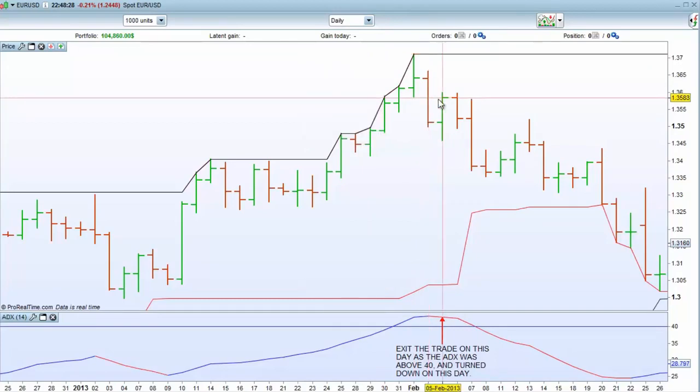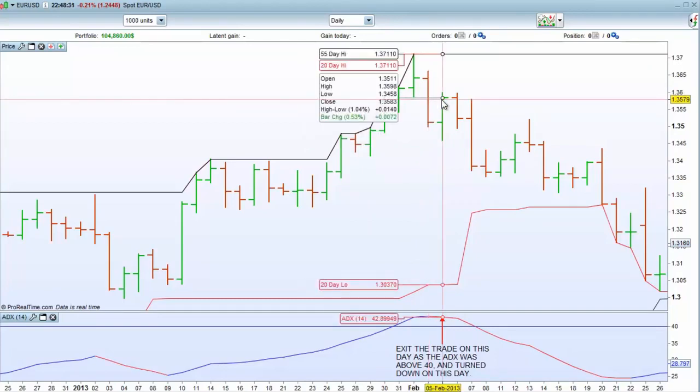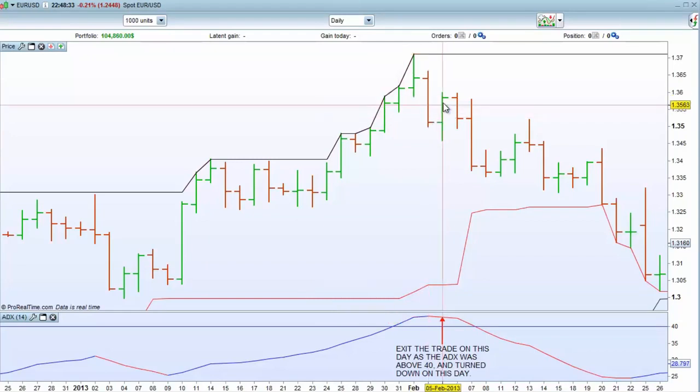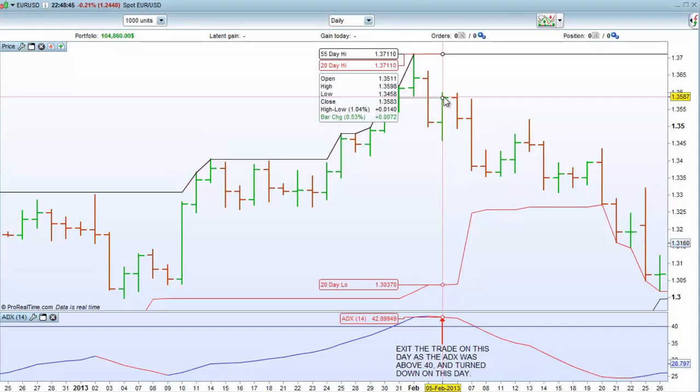The next day the market goes down, makes new lows, but closes higher than the previous day's close. This close is higher than the previous day's close. However, the ADX turned red. So, market on close, we would exit this trade.